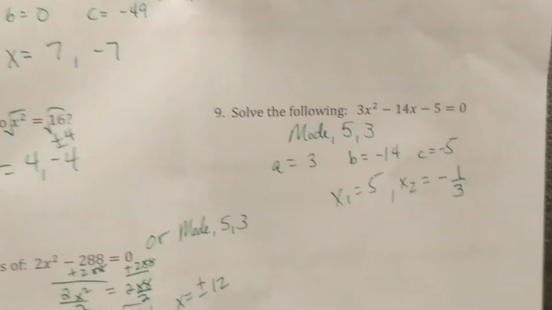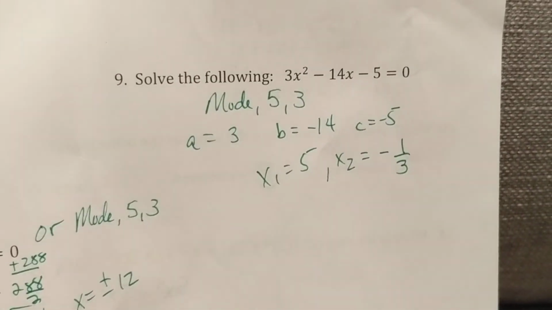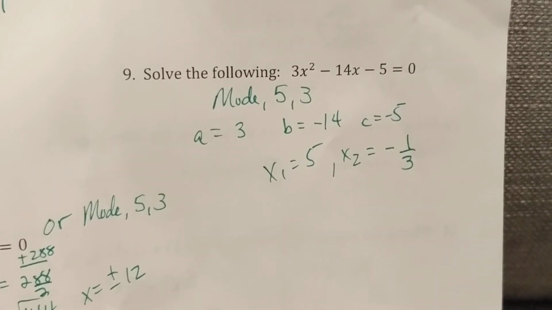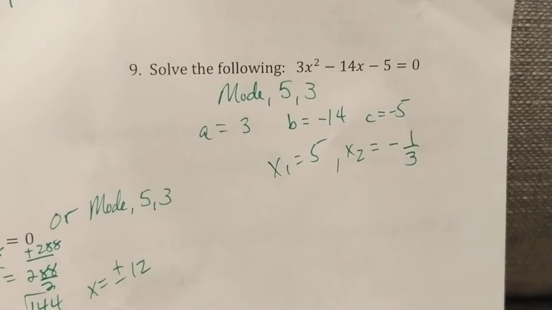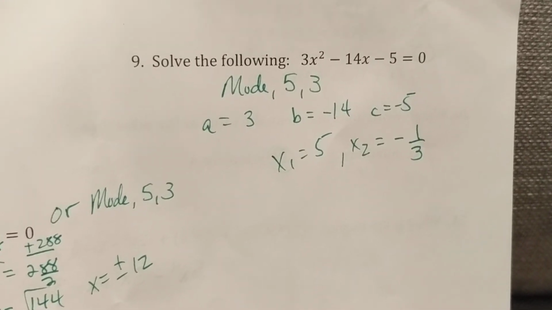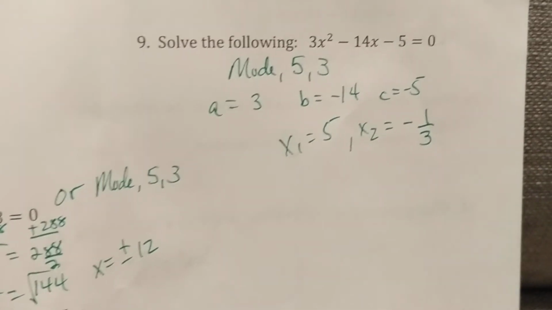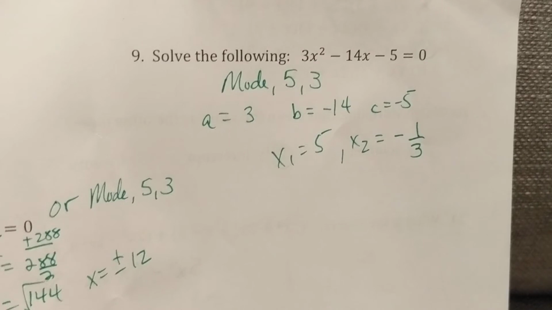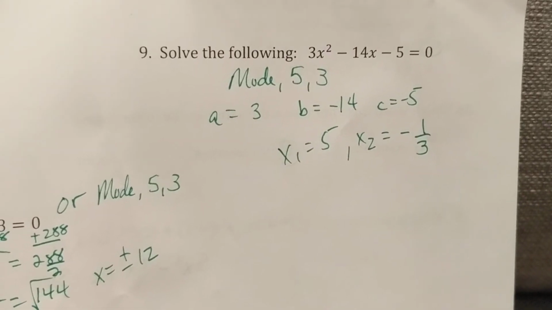Number 9 is another solving problem here, but it's a trinomial. So we could do mode 5.3. A is 3, B is negative 4, C is negative 5. Plug it in. You get x1 equals 5, x2 equals negative 1/3. Those would be your solutions.